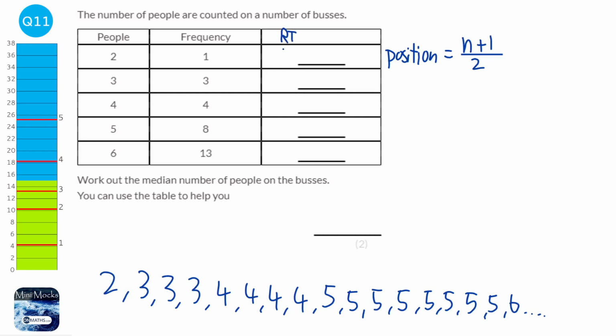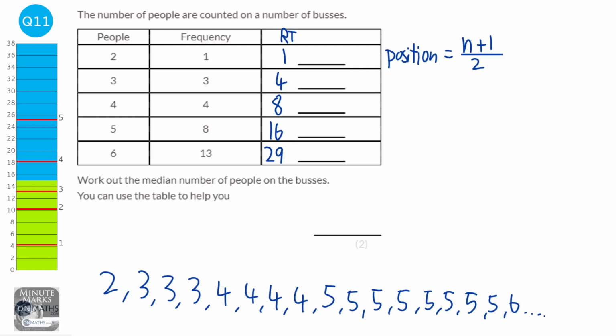So the first one is just 1. Then we're going to add the 3 in the next row, so that's 4. Add the 4 in the next row, 8. Add the 8 in the next row, 16. Add the 13 in the next row, and that would be 29. Now, we use the running total because the running total shows us where the last number is in that group.